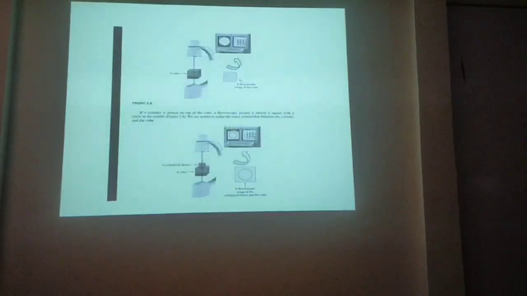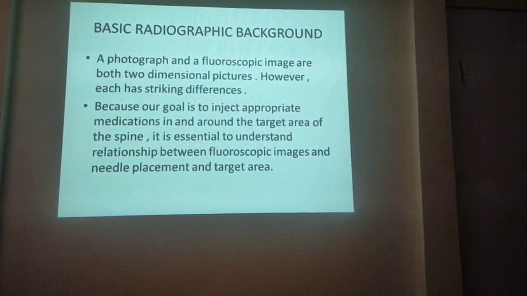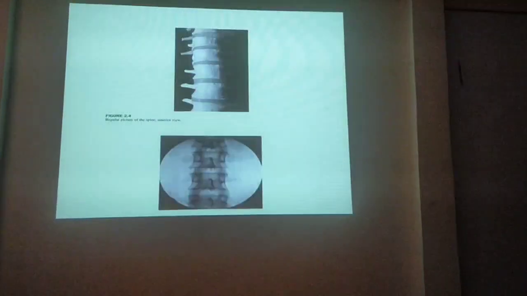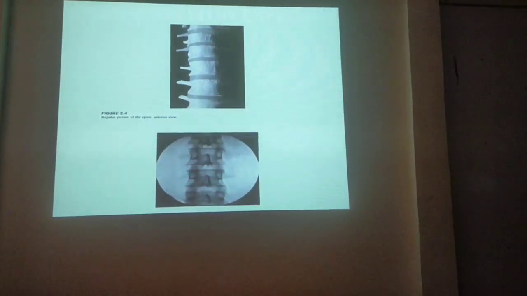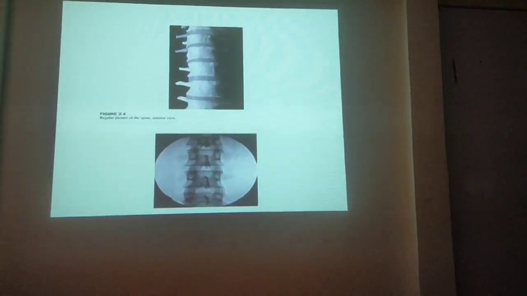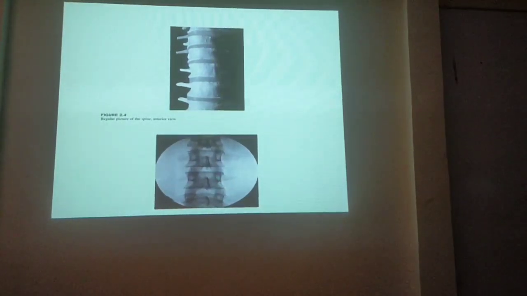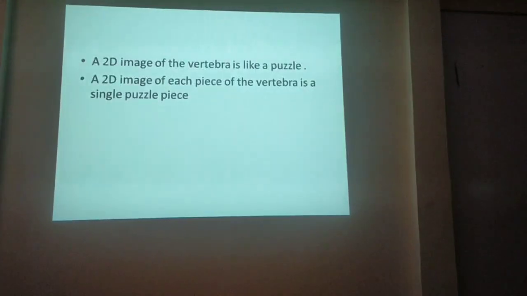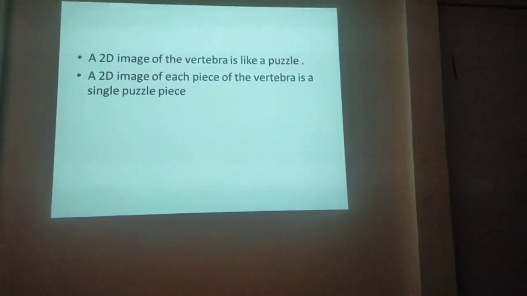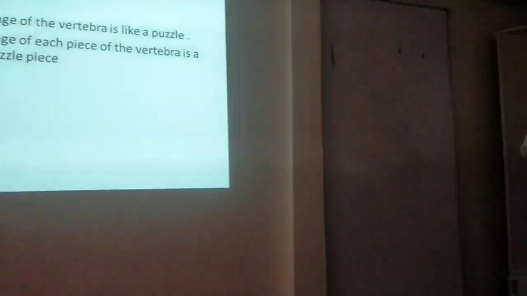So the final image you get is this. So now you can appreciate why I was trying to tell you there is a circle within a square. So this circle is your pedicle. So a 2D image of a vertebra is like a puzzle, and the 2D image of each piece of the vertebra is a single puzzle piece. So this will help you appreciate better.